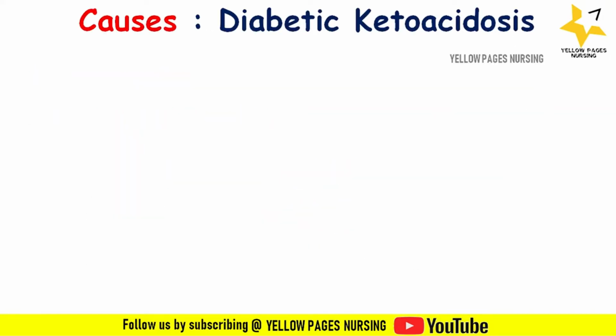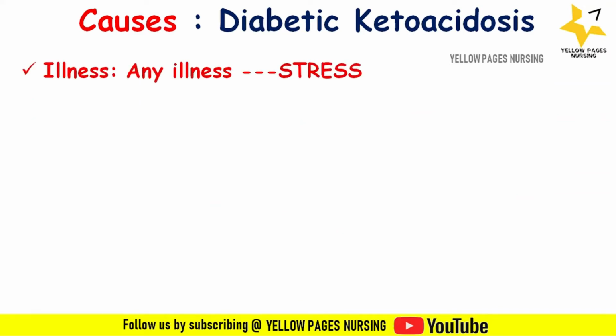Next, let's look into the causes of diabetic ketoacidosis. First comes illness. Any illness may lead to stress. Sometimes, being sick can cause the body to release higher amounts of certain hormones like stress hormones, for example cortisol and adrenaline. These hormones make it more difficult for the body to use insulin properly.